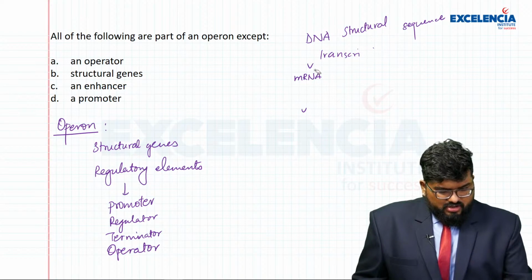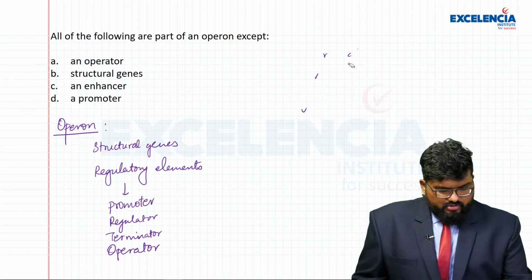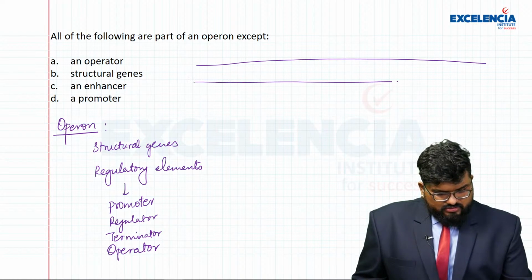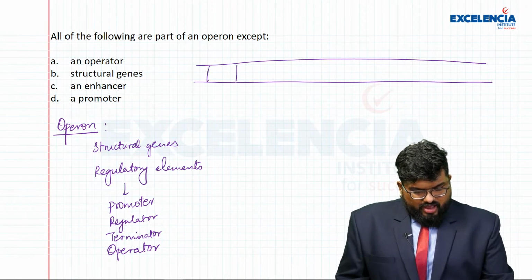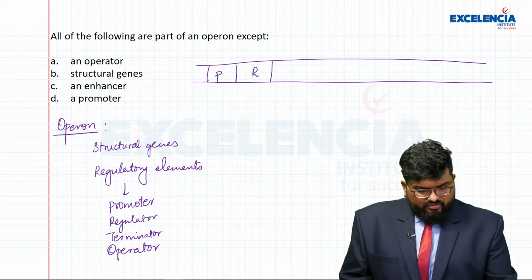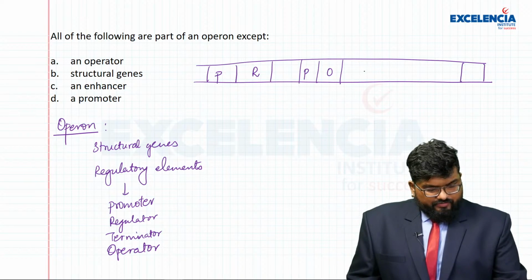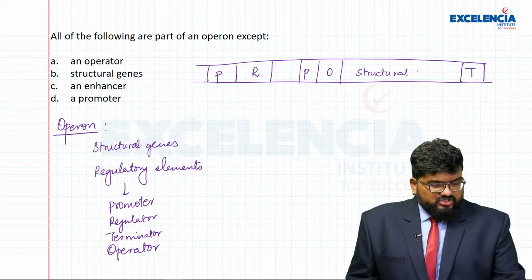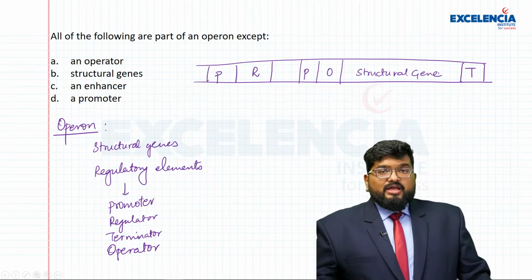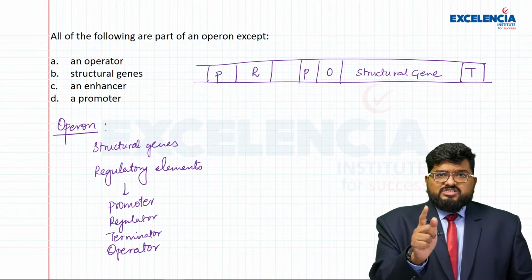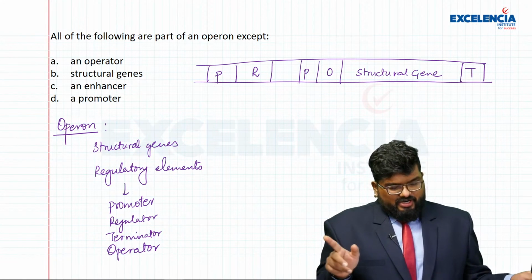So if I draw a very simple sequence of an operon, how does it look? If this is my DNA sequence in consideration, we have a promoter over here, then a regulatory element, then a promoter again, operator, and then terminator. In between these are the structural gene sequences. Remember that prokaryotic systems are polycistronic. That means there will be more than one structural gene between a promoter and a terminator.